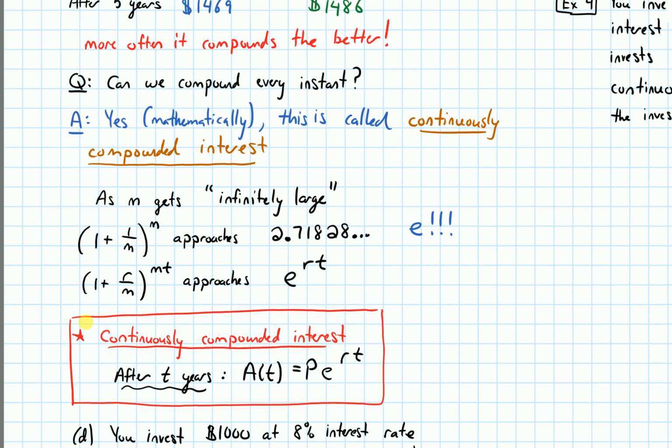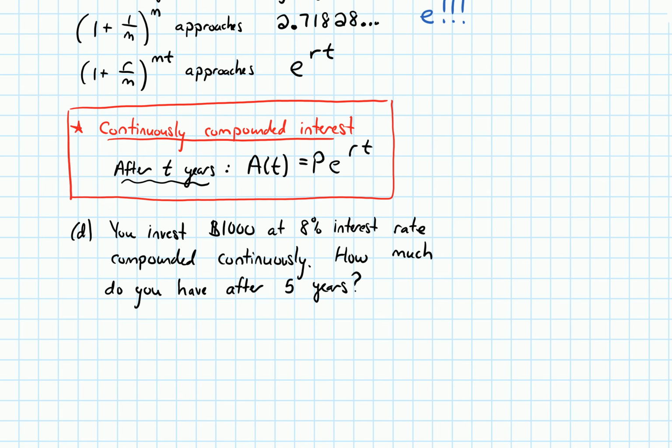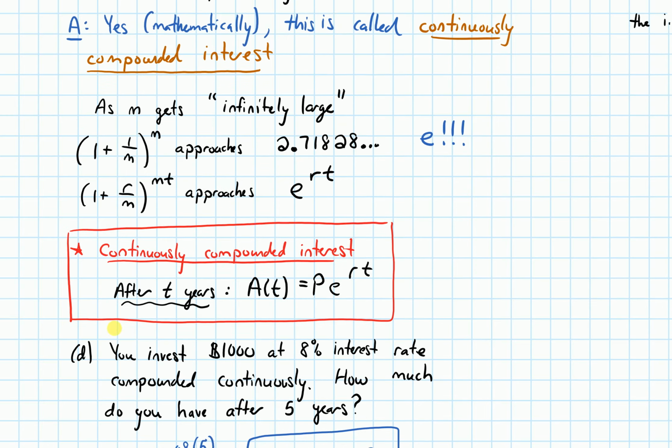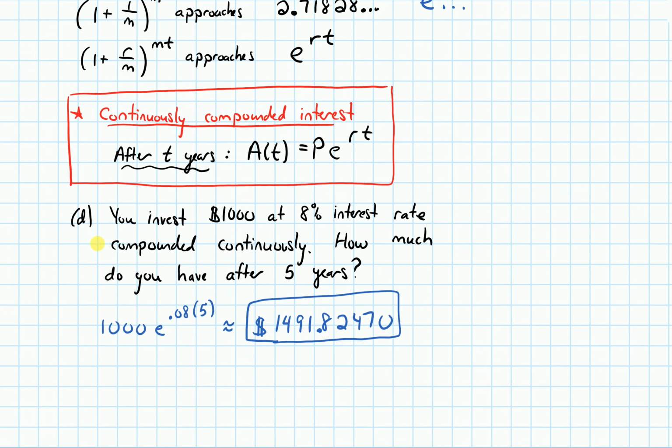All right, so now let's do an example where we use this. Okay, so part D of this example. Let's say you invest $1,000 again at 8% interest rate, compounded continuously. How much do you have after 5 years? This has been the recurring question in this video. Okay, so we take the 1,000, that's the P value, and we multiply by e to the r, where r is the interest rate as a decimal, 0.08, multiplied by t, which is 5. If we plug that into a calculator, we end up with, in dollars, 1,491.82470. And that's actually more than what we had in either scenario before. Remember, quarterly was $1,486. Now we did a little better, $5 better.